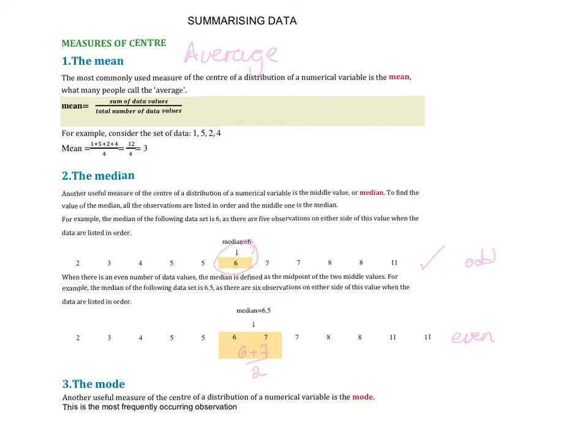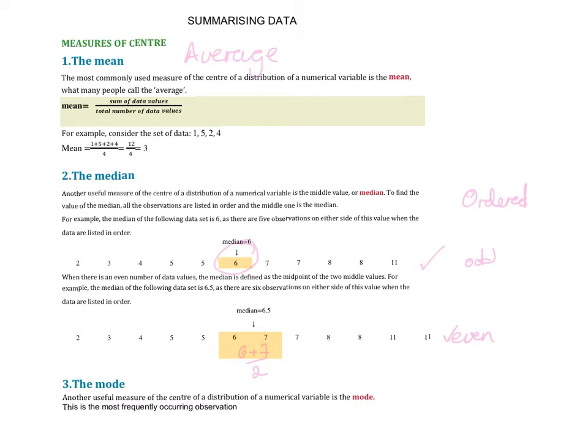Really important here that your data is placed in order from smallest to largest or largest to smallest. So it doesn't really matter as long as your data has been ordered first, and then you can pick out the middle term or terms.